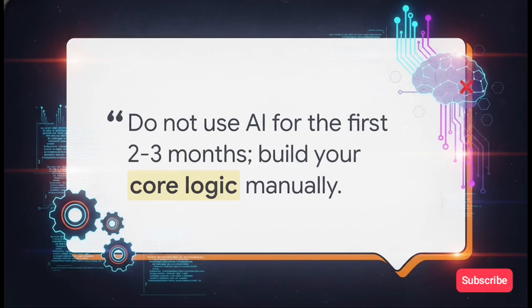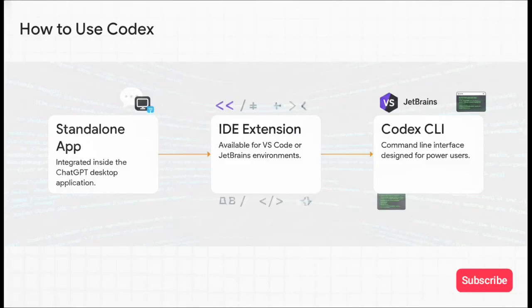Okay, so once you've got those fundamentals locked down, how do we actually get the engine running? You've got 3 distinct paths here. Step 1 is using it as a standalone application, which is now seamlessly built right into the ChatGPT desktop app. Step 2, you can install it as an IDE extension for VS Code or JetBrains if you want to stay in your native environment. And Step 3, for the terminal power users out there, you can run the Codex command line interface. For our journey today, we're going to focus on that standalone application experience.